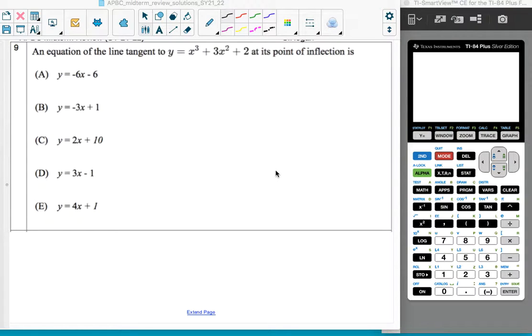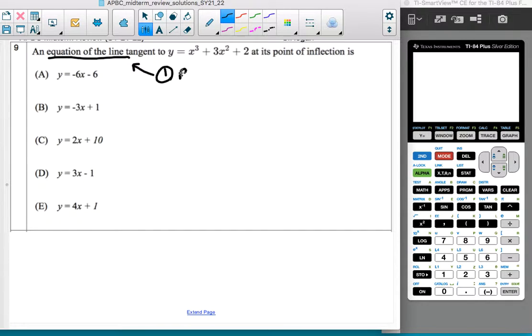All right, this is AP BC Calculus. We're doing midterm review, and this is multiple choice number 9. An equation of the line tangent to a given curve here at its point of inflection is... Okay, so anytime you need an equation of a line, you need two things.